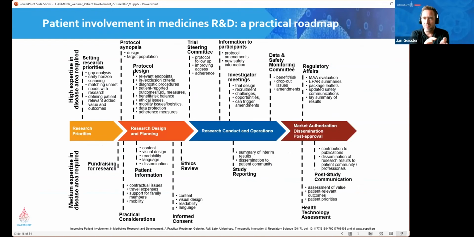This is actually a clinical trial development roadmap. So from setting research priorities, the orange bit is actually designing a clinical study. The blue area is then conducting the study and running it. And then if that's a phase 3 trial or so, then the last bit is about market authorization and of course also post-approval activities and dissemination of research results. In all these different points, again, I could speak for long about that, are concrete things that are happening. This is not something that is theory.